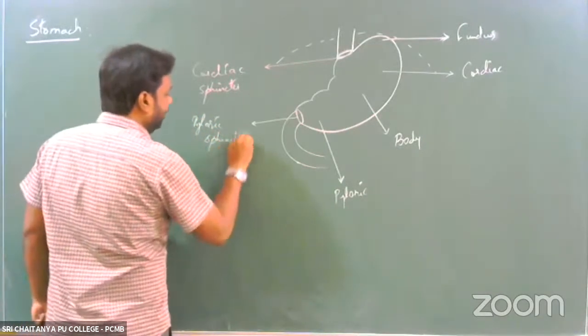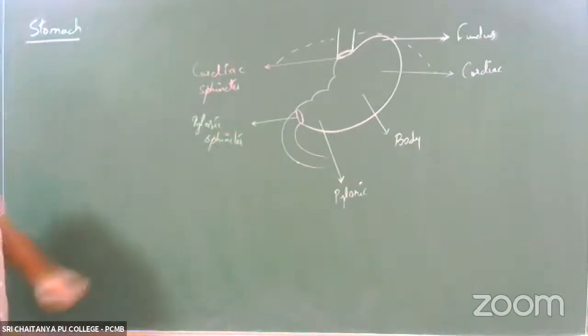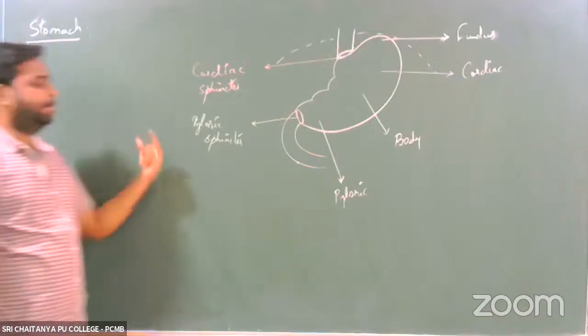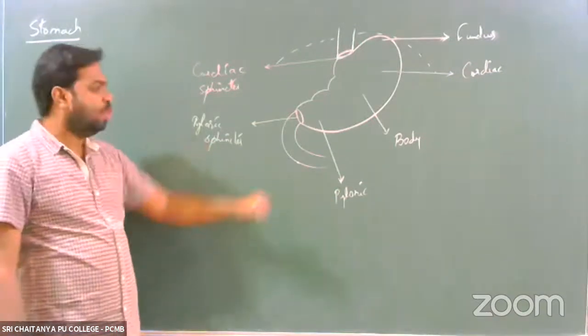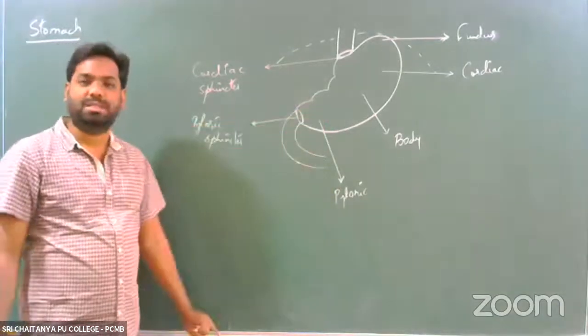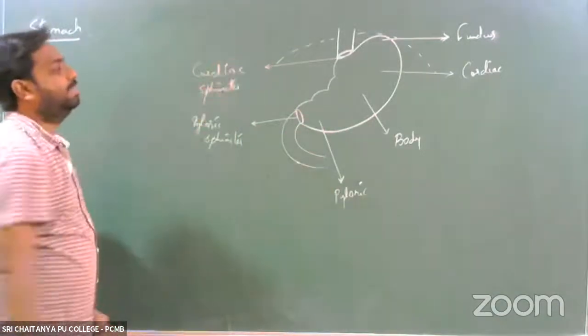So we call it the pyloric sphincter, right? This pyloric sphincter is nothing but a circular muscle which would prevent the backward flow of food from the duodenum, that is the duodenal part of the small intestine, back into the stomach, right? So this is what we have in the external structure of the stomach.